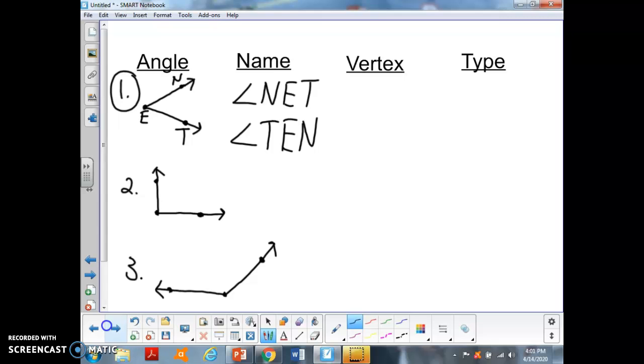Notice the E is always the middle. E is the vertex. So you remember yesterday we labeled it with that symbol. So our vertex is always the center of our name. Now looking at this, from there to there, it's not a very big angle, less than 90. We would call that an acute angle. Okay, that's number one. Name, vertex, type.